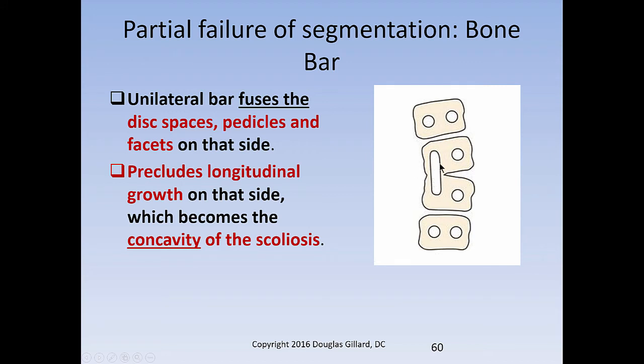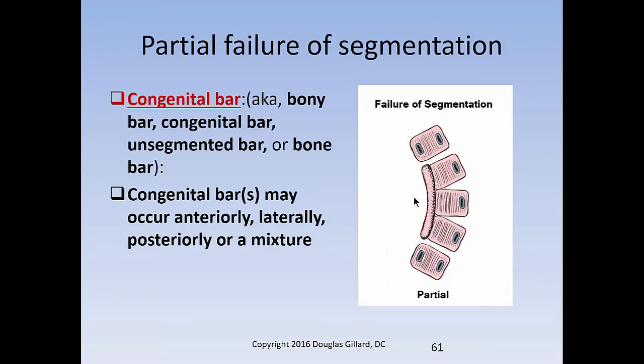If a hemivertebra was here, I think that's a question on the final. If a hemivertebra was here, it would be on the same side as the concavity of the scoliosis. Make sure you know that. Another cartoon, multiple partial failure of segmentation, congenital bar.